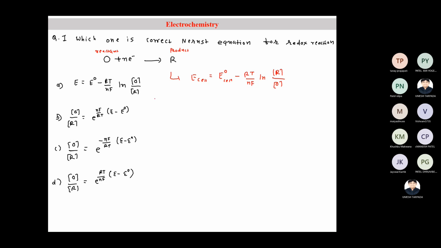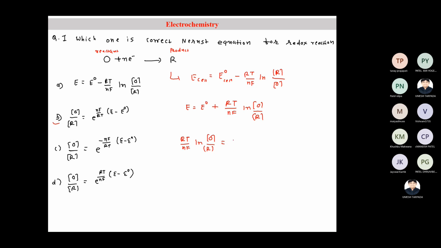Now go on to make O upon R the subject of the formula. In the remaining three options there is O upon R. So E is equal to E standard minus, which I make plus, and the denominator and numerator we reverse. Denominator becomes numerator and numerator becomes denominator. In a logarithm, if you reverse numerator and denominator, the minus sign becomes plus. Now RT upon nF ln O upon R, make it the subject of the formula.